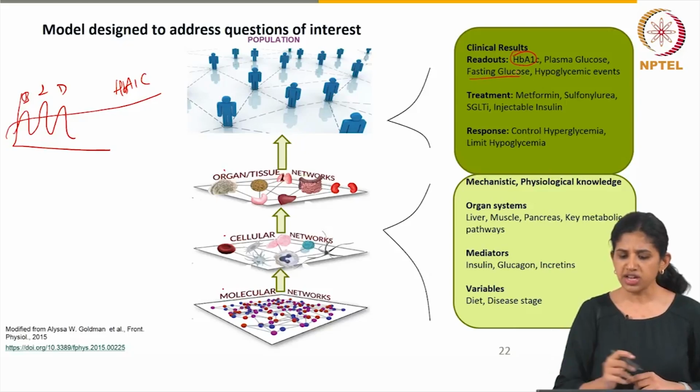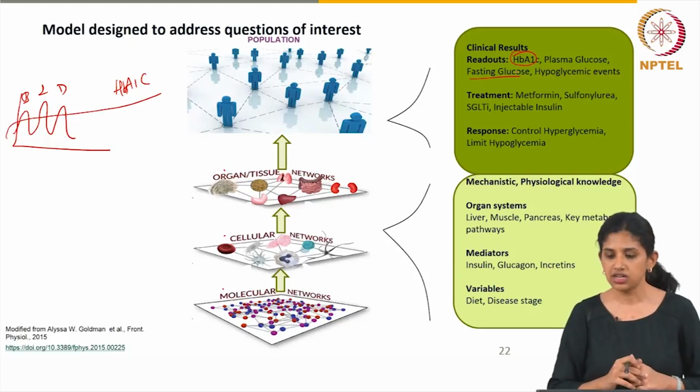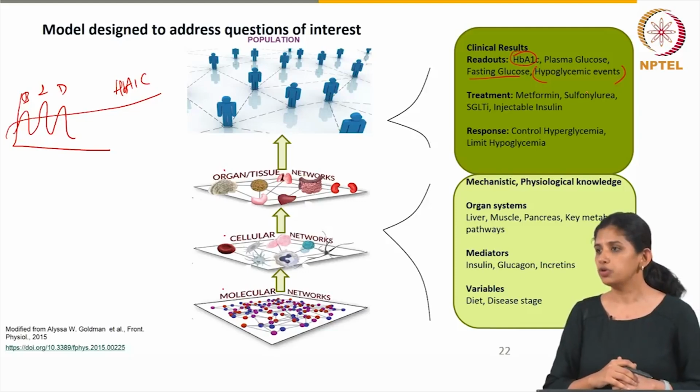The other things they have to measure are fasting glucose as soon as they get up in the morning, what is their glucose, that gives an indication of the disease. And the other thing that we talked about, hypoglycemic events. We really do not want them to get hypoglycemic.